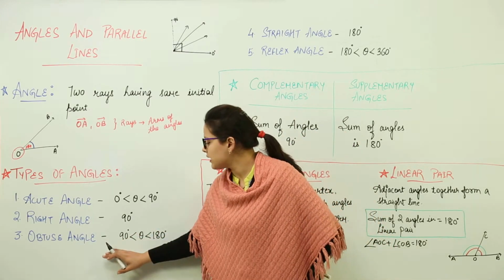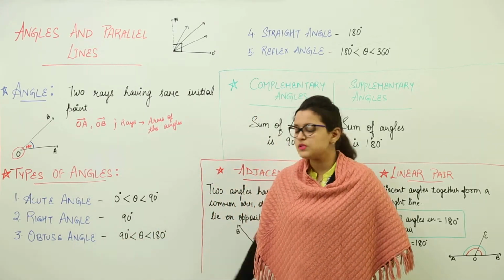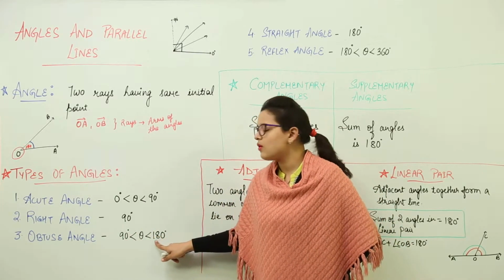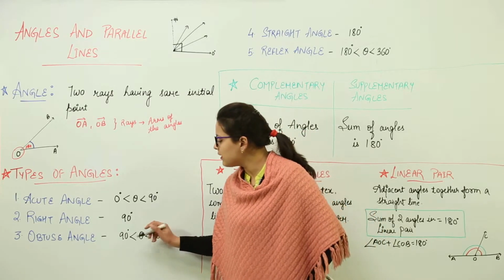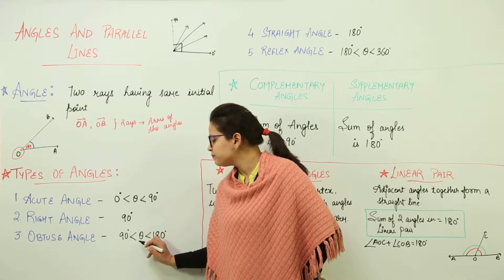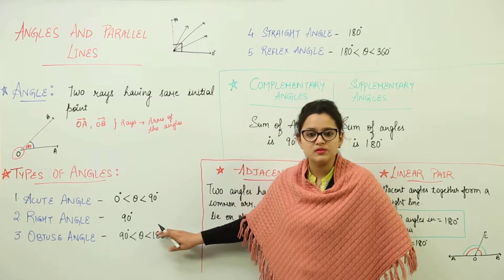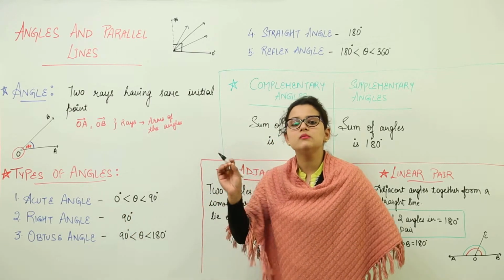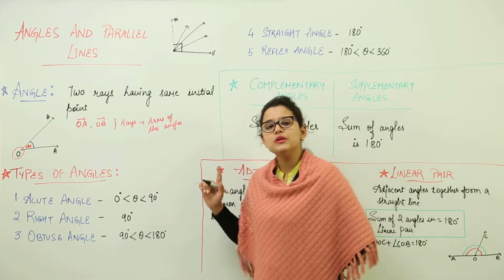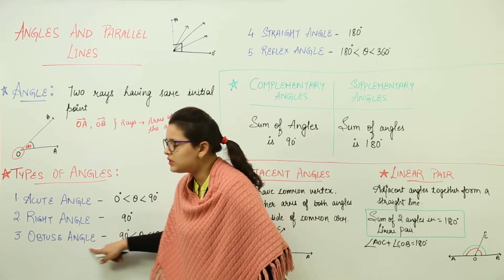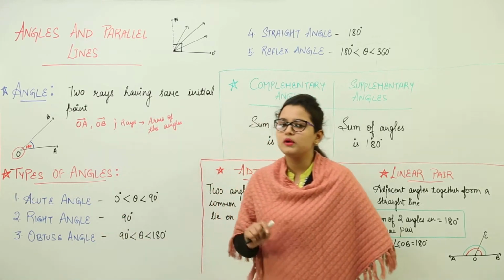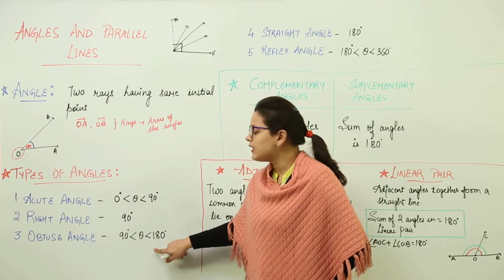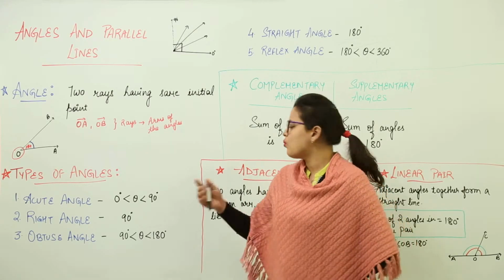Next is the obtuse angle. Obtuse angles are those angles which have a measurement of greater than 90 degrees but less than 180 degrees. See over here, I am not including 90 in this, because if an angle has measurement 90, it will be a right angle, and even if it is 1 degree more, that is 91 degrees, it is considered an obtuse angle, not a right angle, because it is greater than 90 degrees but less than 180 degrees.